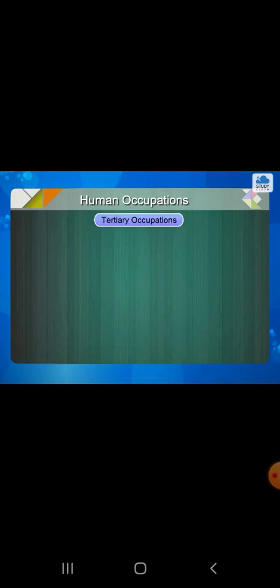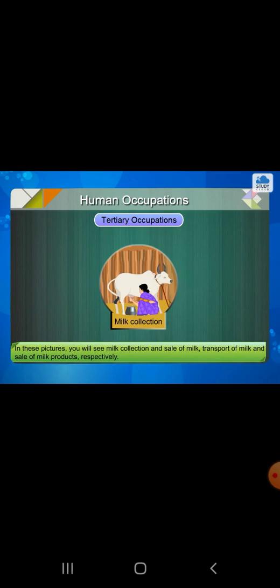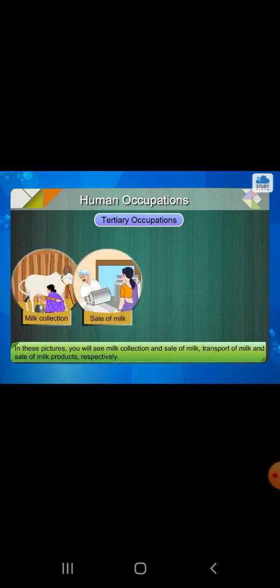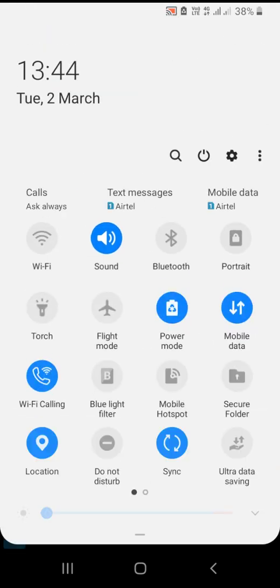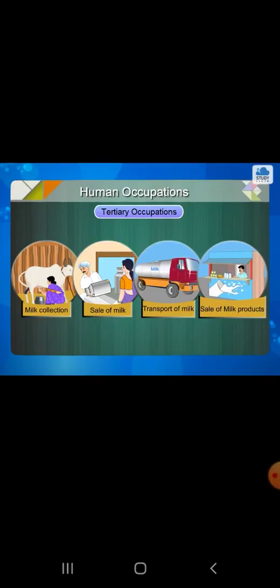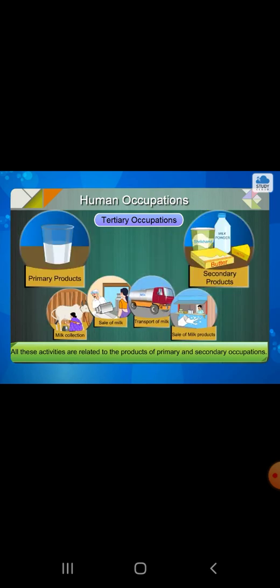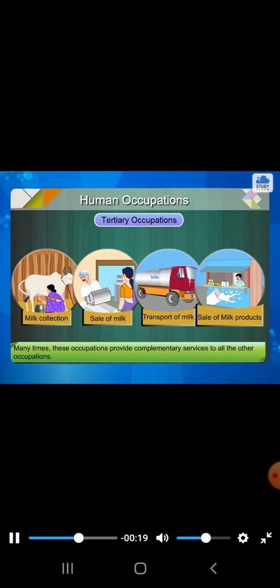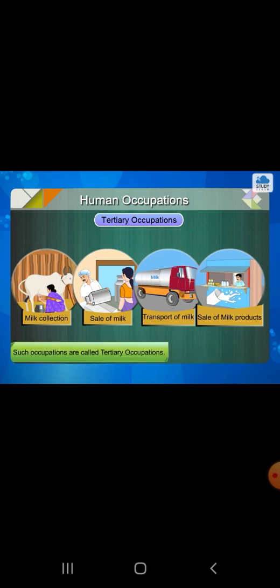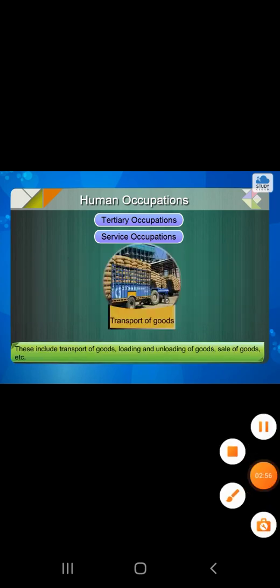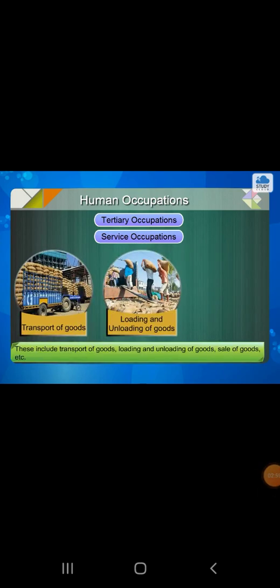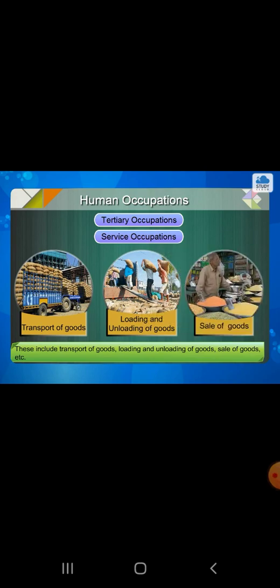Tertiary occupations. In these pictures, you will see milk collection and sale of milk, transport of milk, and sale of milk products, respectively. All these activities are related to the products of primary and secondary occupations. Many times these occupations provide complementary services to all the other occupations. Such occupations are called tertiary occupations. They are also called service occupations. These include transport of goods, loading and unloading of goods, sale of goods, etc.